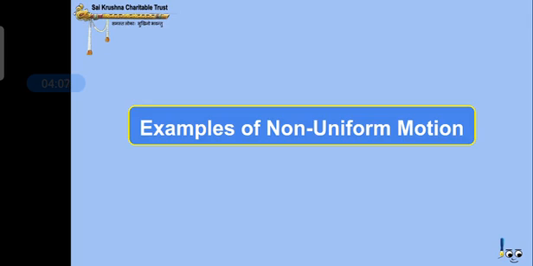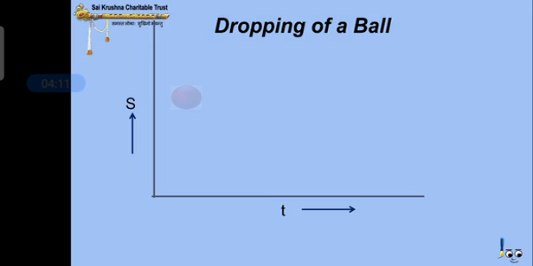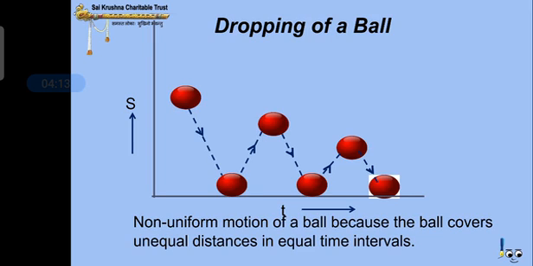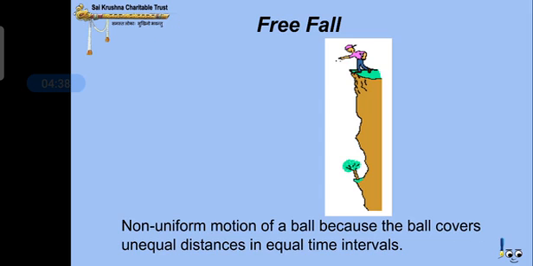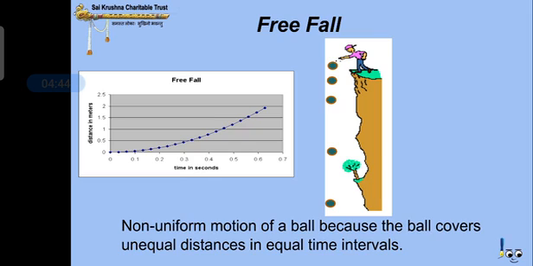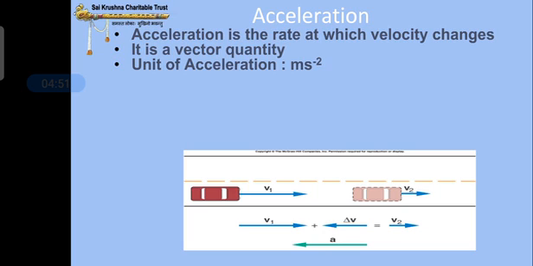Let us see a few more examples of non-uniform motion. Dropping of a ball: non-uniform motion of a ball because the ball covers unequal distances in equal intervals of time. Yes or no? Ball moving down on an inclined plane: what happens when the ball is moving? It covers unequal distances in equal intervals of time. Free fall: non-uniform motion of a ball because the ball covers unequal distances in equal intervals of time. So those are a few examples of non-uniform motion.